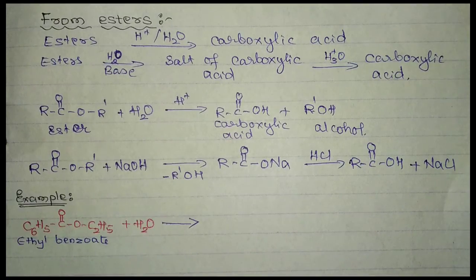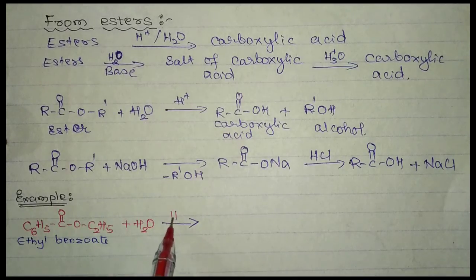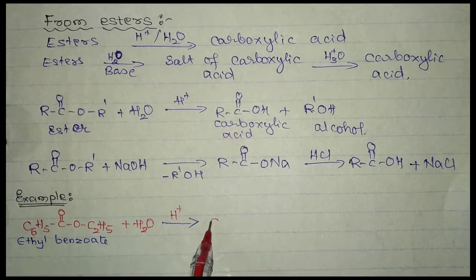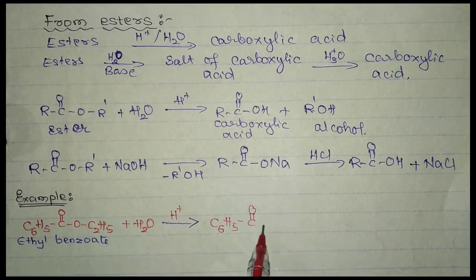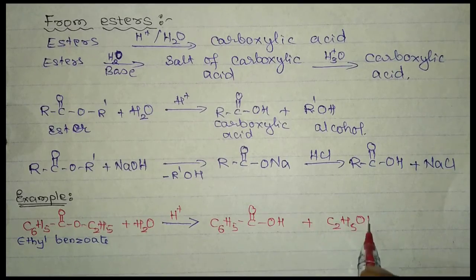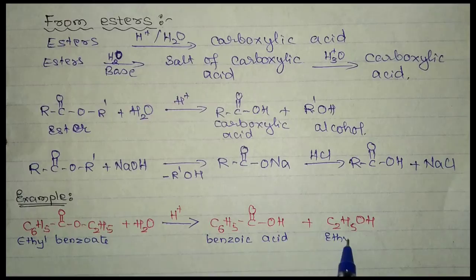Example: when ethyl benzoate is subjected to hydrolysis in the presence of acid, you are going to get benzoic acid, C6H5COOH, plus ethyl alcohol, C2H5OH. This is the preparation of carboxylic acid by the acid hydrolysis of esters. This is benzoic acid, and this is ethyl alcohol.